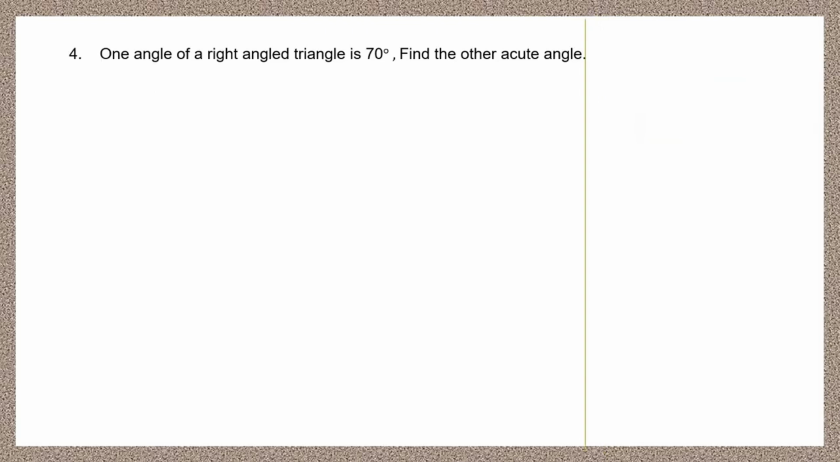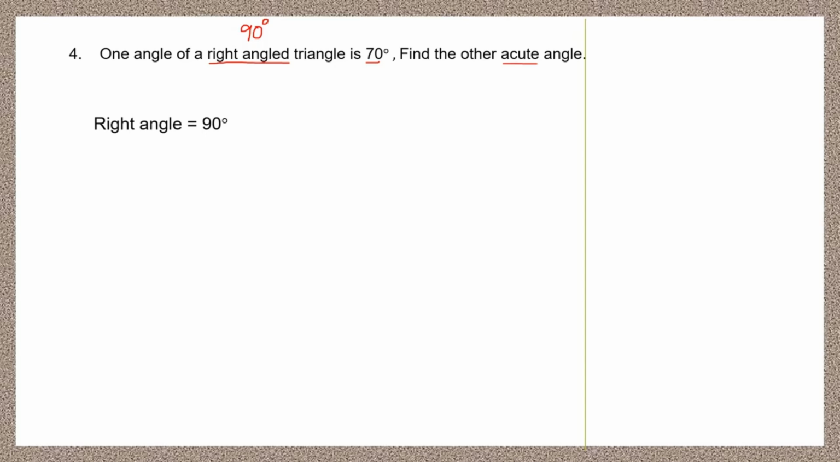Question 4. One angle of a right angle triangle is 70 degrees. Find the other acute angle. Now read the question carefully and see if you can find a clue anywhere. One angle of a right angle triangle. Right angle means 90 degrees. Okay, so we have a right angle triangle. One angle is 70. We have to find the other acute angle.